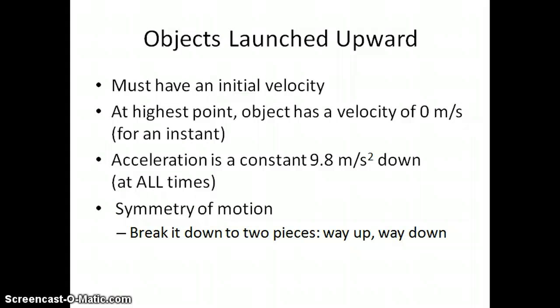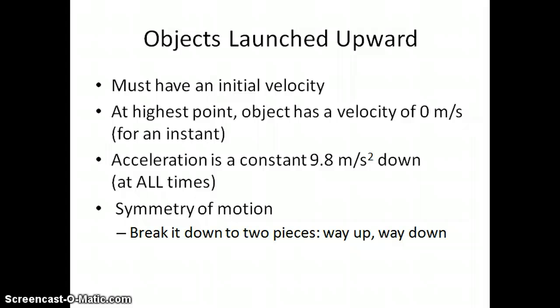So now let's talk about objects that are launched upwards, something that you throw up. You have a coin in your hand and you're throwing it up, you're flipping a coin, whatever. So in order for something to go up, it has to have an initial velocity. If it starts at 0, something has to make it go up. At the highest point, the object's going to have a velocity of 0. And this is only for an instant. And it has to have a velocity of 0 because it's going to come back down. It can't just constantly be moving. But again, remember, this is only a velocity of 0 in the vertical direction. When we get into 2D motion, it's still going to have a horizontal velocity, but not a vertical velocity.